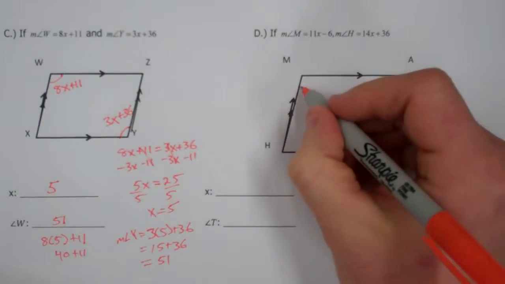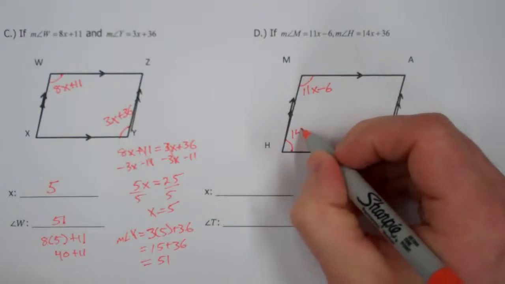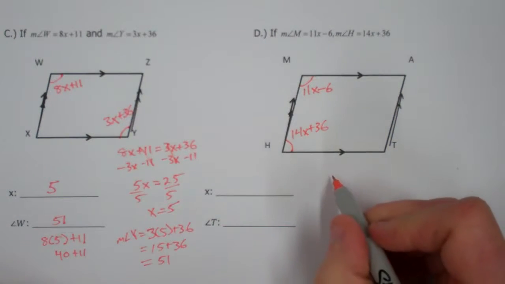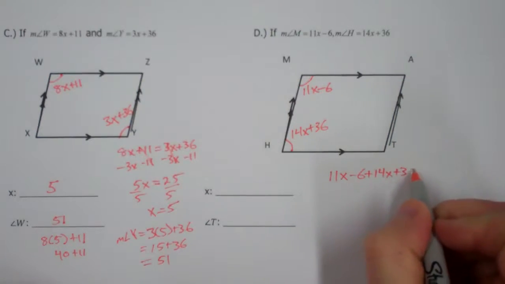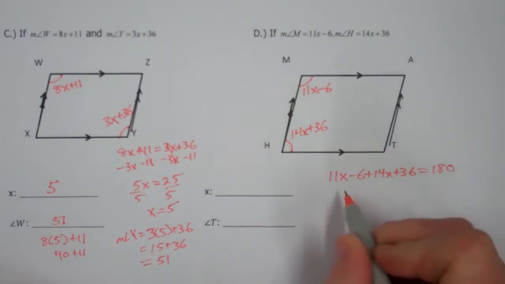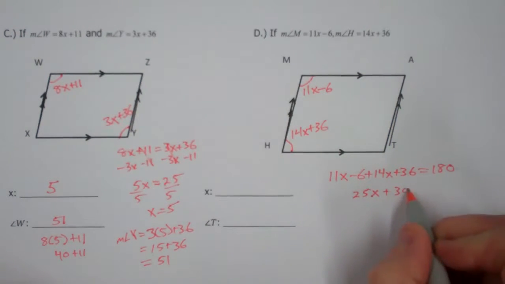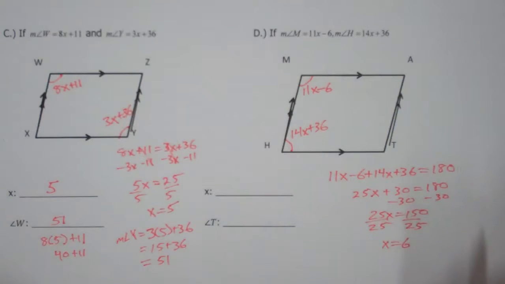Part D says the measure of angle M is 11x minus 6, and the measure of H is 14x plus 36. These are on the same side in the parallelogram. They are going to be supplementary, so when we add them together, we will get 180. 11 and 14 is 25. Negative 6 and 36 is 30. We'll need to subtract 30 next. 25x is equal to 150, and divide by 25 here, so x will be 6.